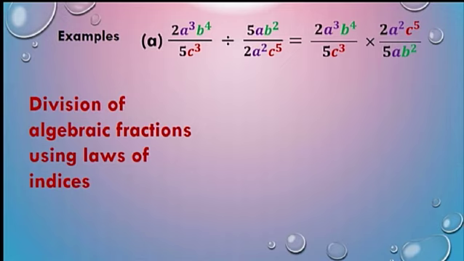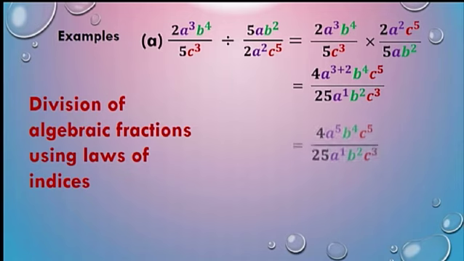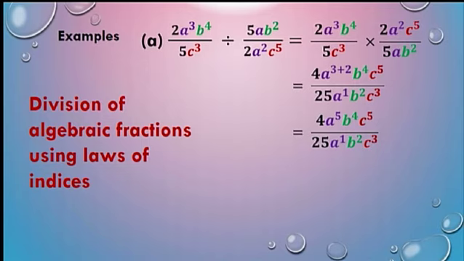So we're going to use the multiplication law first in the numerator. Simplifying them, you're going to have 4a power 5 b power 4 c power 5 over 25 a power 1 b power 2 c power 3.